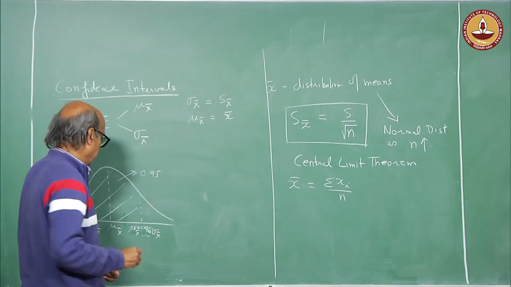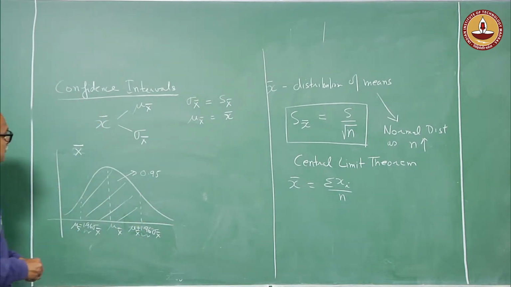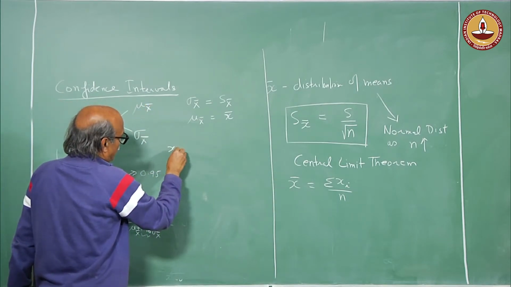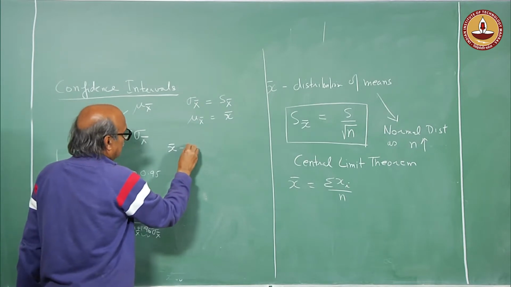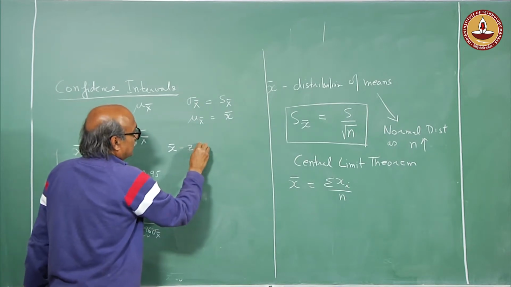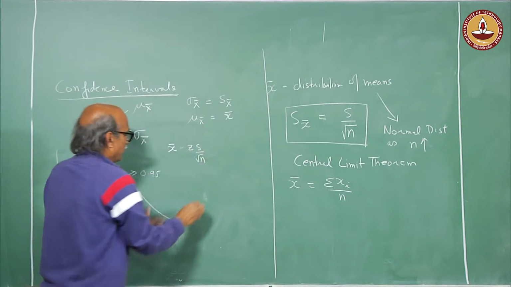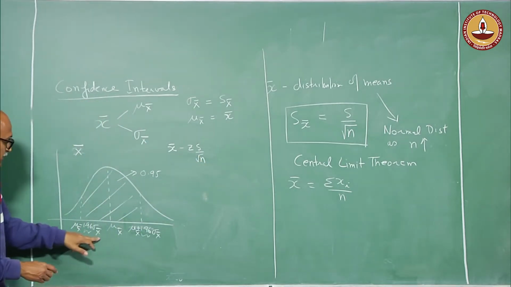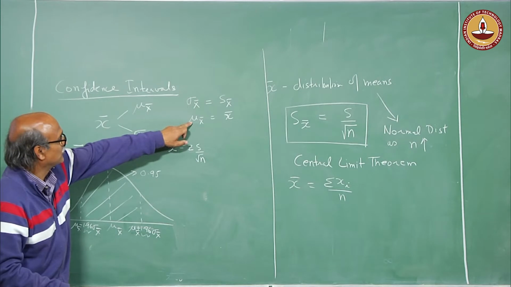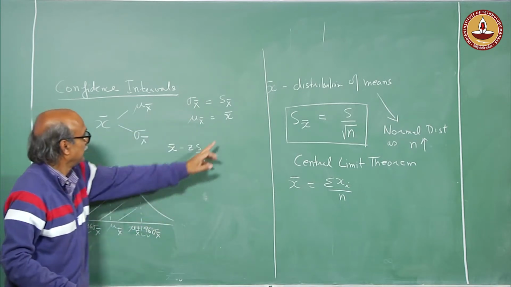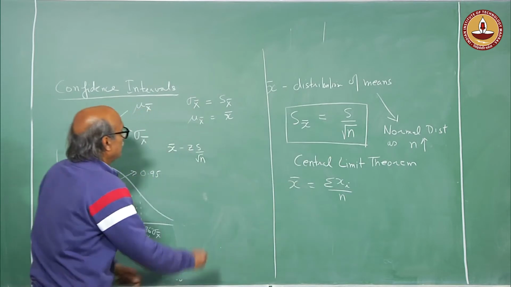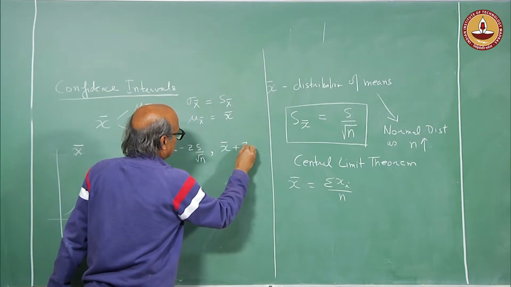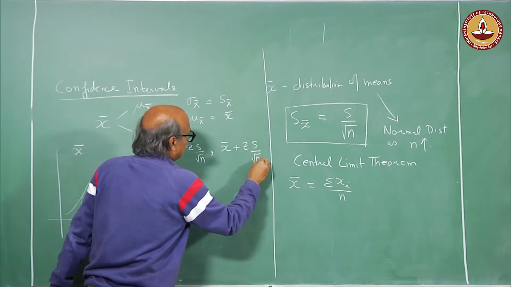So, in general, if I were to write a confidence interval, the lower bound would be x bar minus some value z times s divided by the square root of n. Okay. This represents the lower bound, which is coming from here. All I have done is substitute mu x bar and sigma x bar, and the upper bound is x bar plus z times s divided by the square root of n.